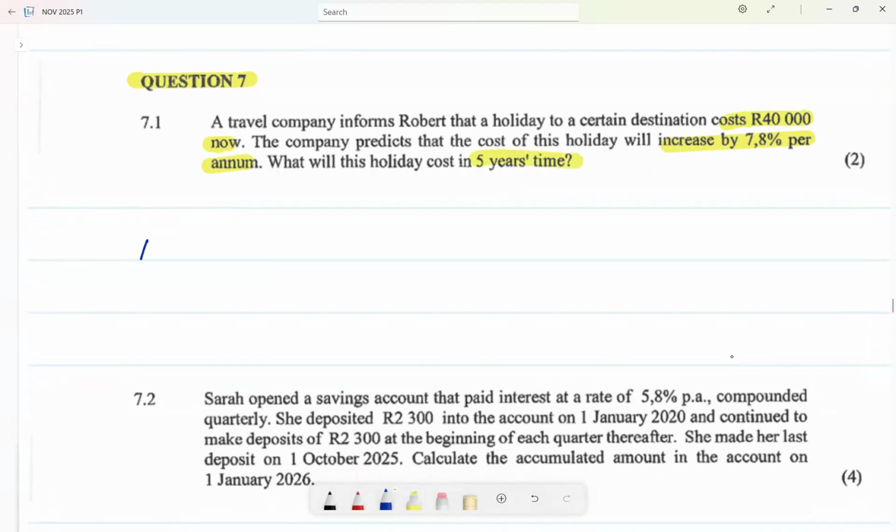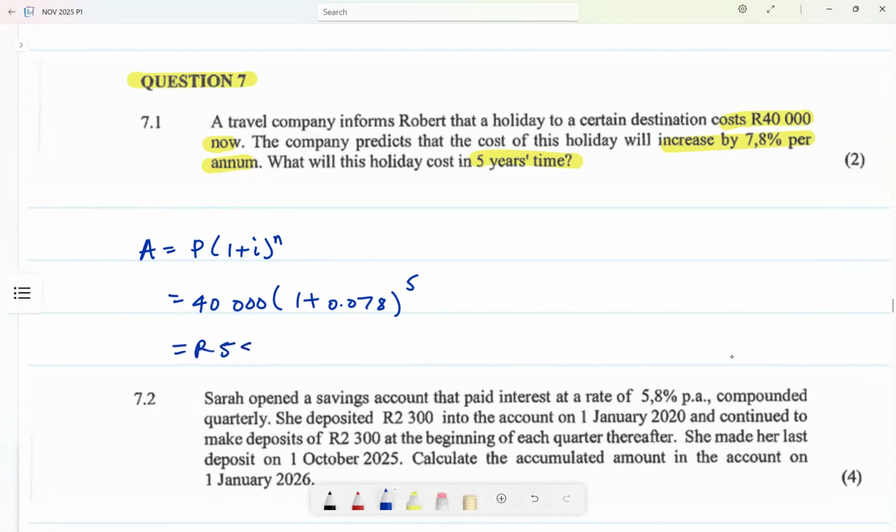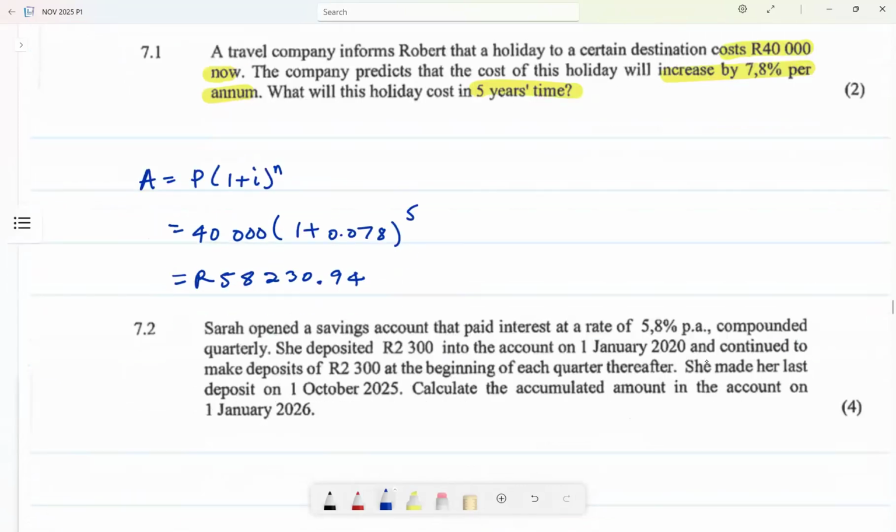Okay, this should be fairly easy. We know my principal amount is 40,000 times 1 plus my interest, which is 0.078, to the power of 5 years. Why am I not dividing by anything? Because it is per annum. It does not increase every month. Then I have 1 plus 0.078 to the power of 5, and it's going to cost R58,230.94. This should be what it costs.